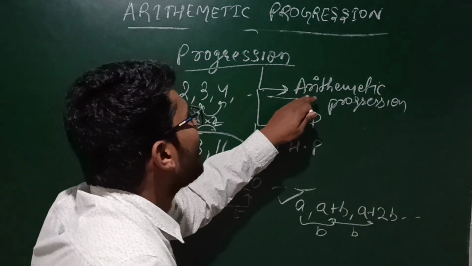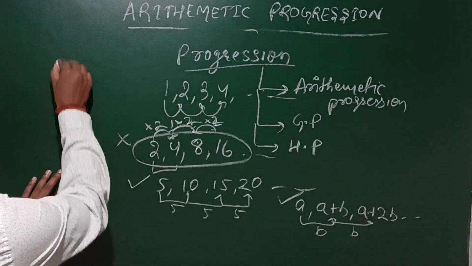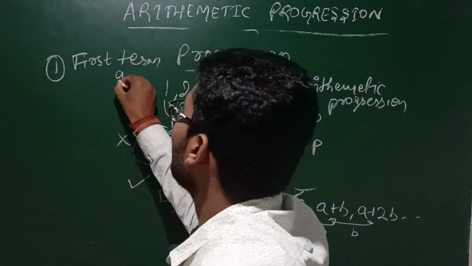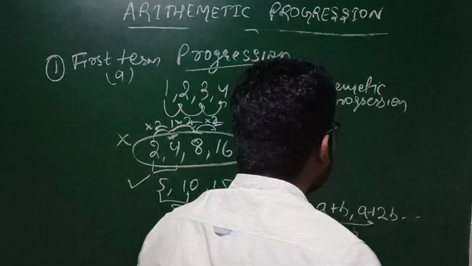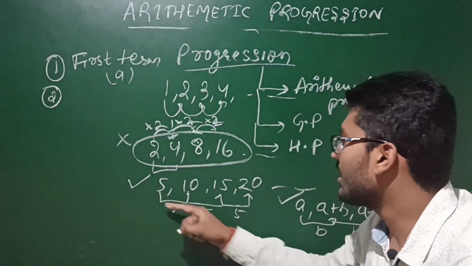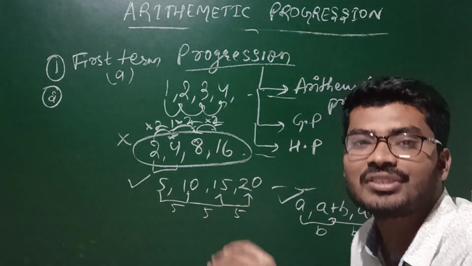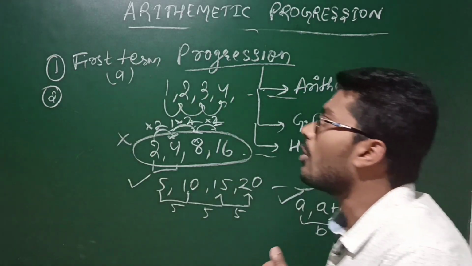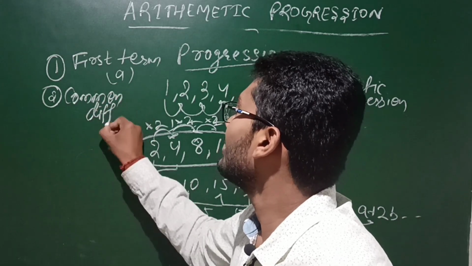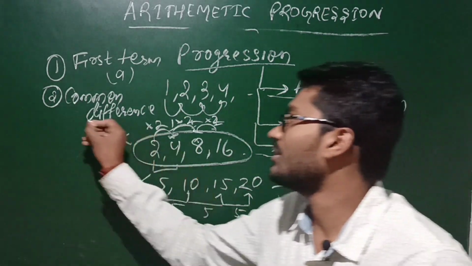Now, in arithmetic progression, there are three things always present. The first one is the first term, which can be represented by a. Next, in an AP, consecutive terms differ by a fixed number, or constant value, which is known as the common difference. This is the common difference between two consecutive numbers of an AP, and it is represented by small d.